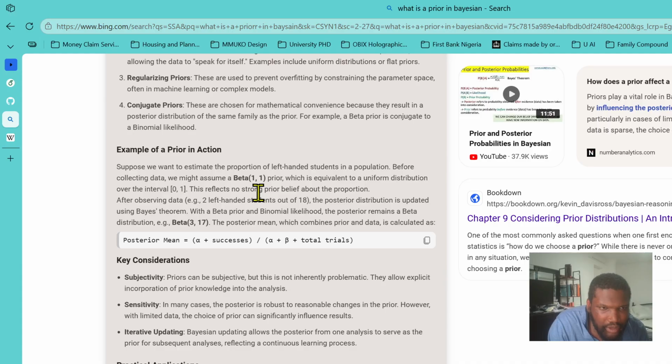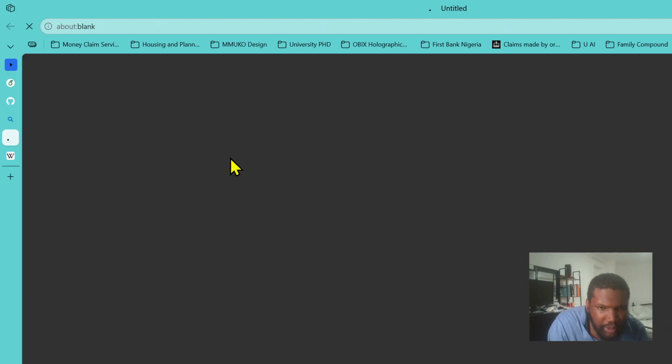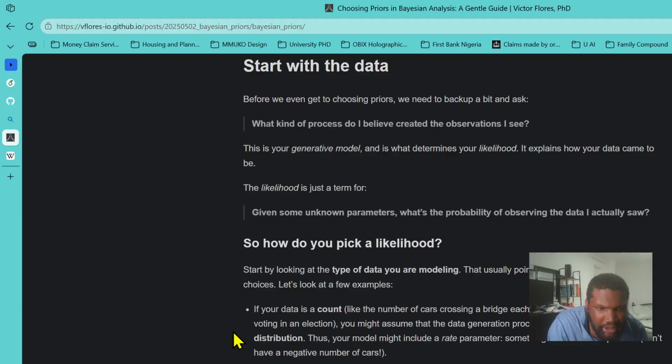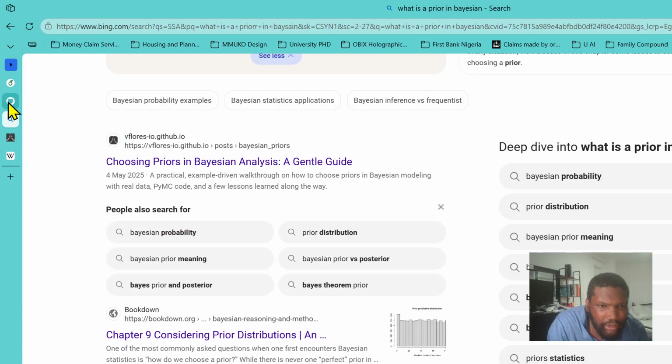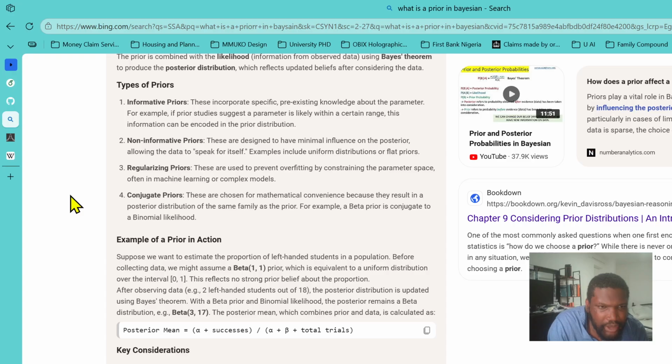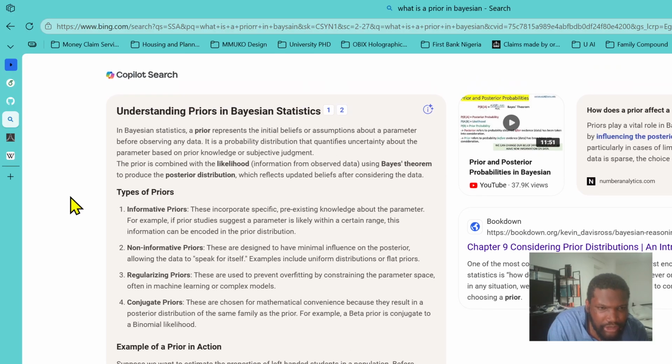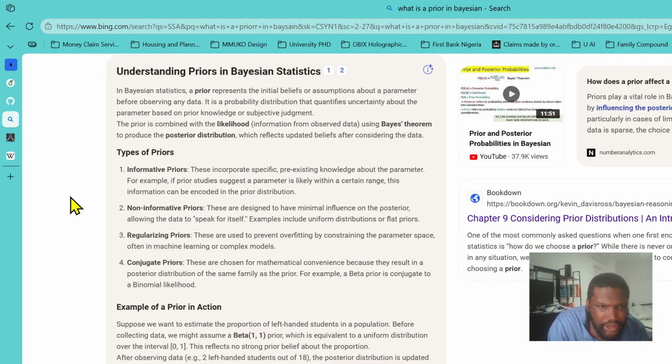Basically, posterior mean, choosing a prior. So this is the kind of mathematics I do to express the thing. I'm just trying to research this. But the priors, by definition, are informative or non-informative priors, and they are pre-existing knowledge. Informative priors are informative knowledge about the parameter. Example: if the parameter is likely to be a certain grade, this information will be encoded into the prior distribution. And the non-informative prior, the system influence, speaks for itself.